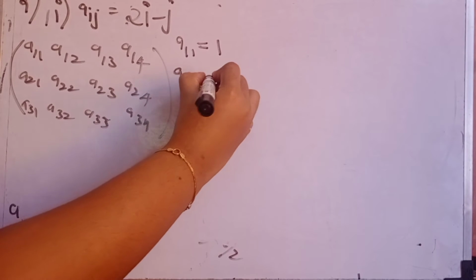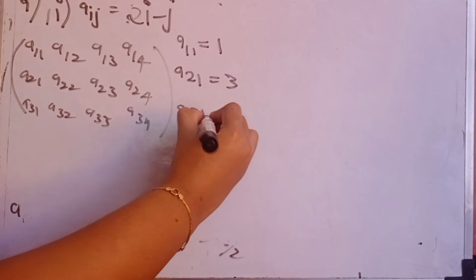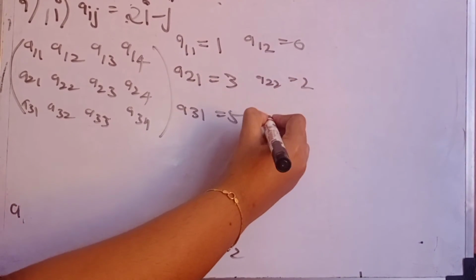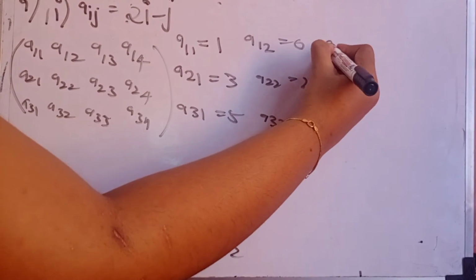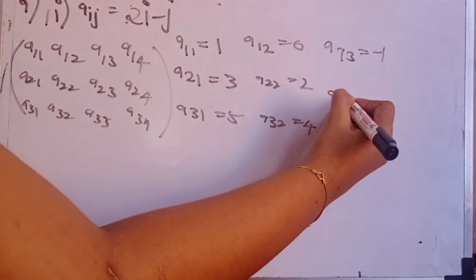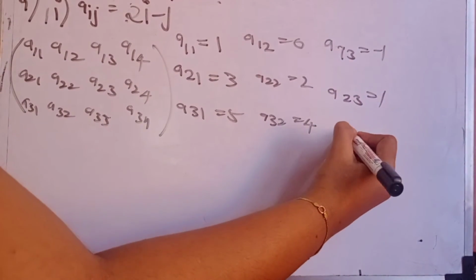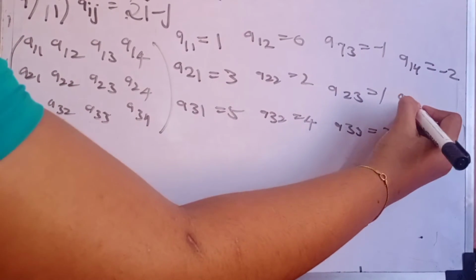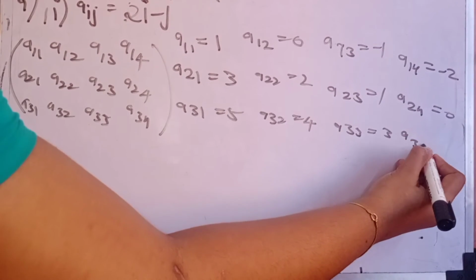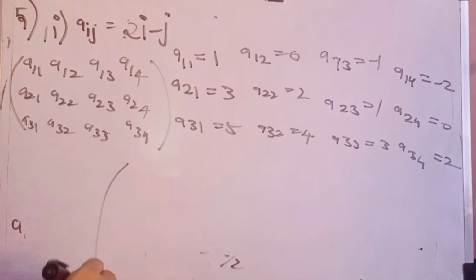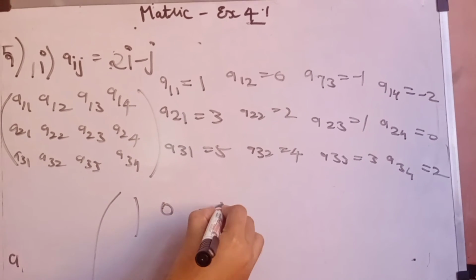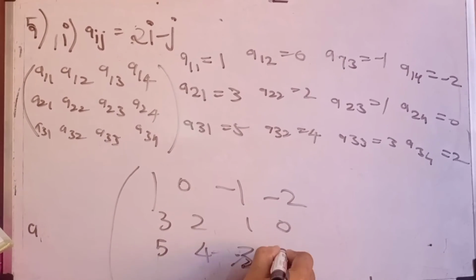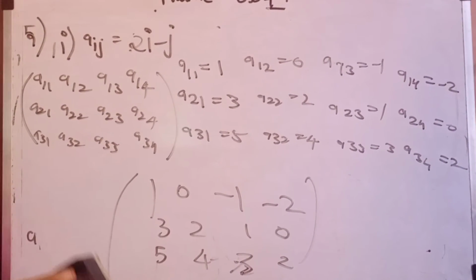Okay. A21 will be 3 and A31 will be 5. A12 will be 0. A22 will be 2. A32 will be 4. A13 will be minus 1. A23 will be 1 and A33 will be 3 and A14 will be minus 2. A24 will be 0 and A34 will be 2. Okay. So we can form it, right? 1, 0, minus 1, minus 2, 3, 2, 1, 0, 5, 4, 3 and 2. Okay. So this is what you will get.